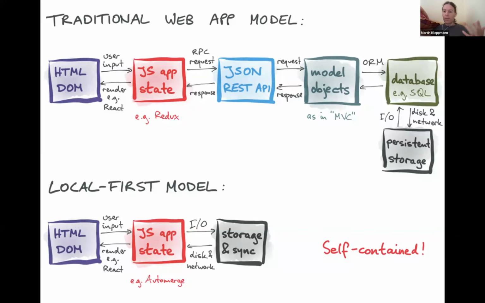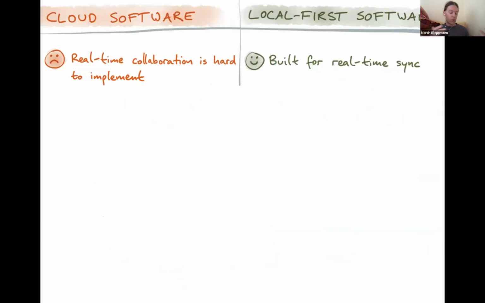Let's talk through a bit of the comparison between the traditional cloud software model and the local first model. One difference is the ease of building collaborative software with real-time collaboration. That is possible in a server-side model, but it's kind of complex because a lot of the web frameworks don't really give you good support for real-time collaboration.